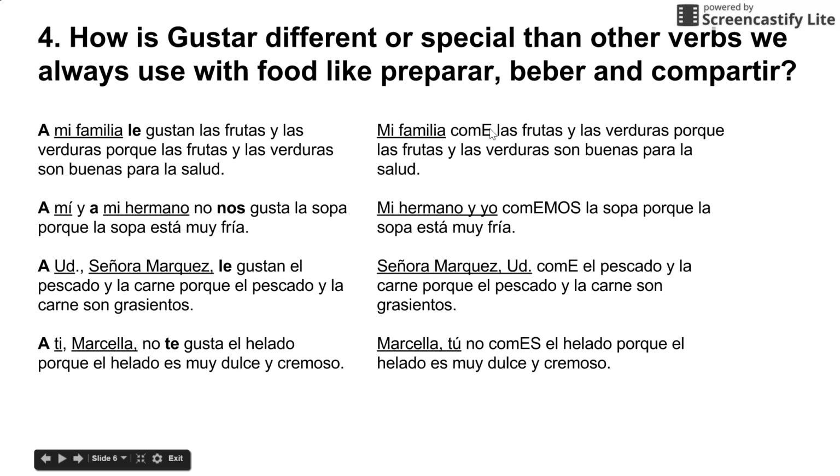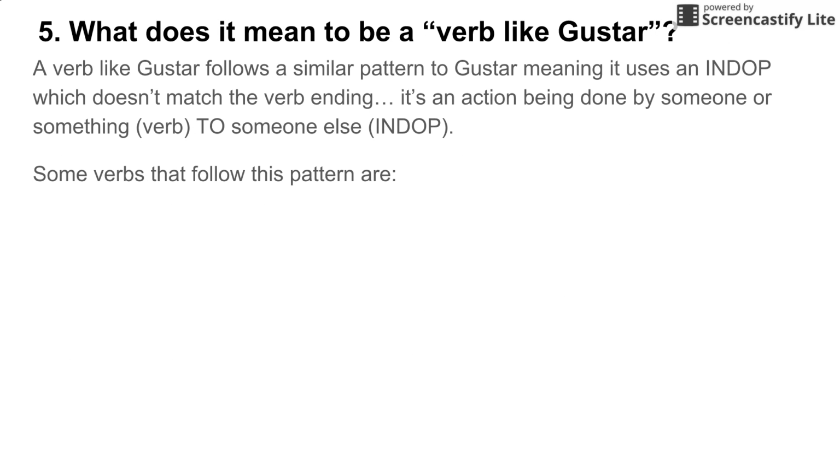On the other hand, with normal verbs, you're only talking about one thing: who's doing the action. So it's come because it's mi familia. It's comemos because it's mi hermano y yo. It's come because it's usted. And it's no comes because it's tú, Marcela. Pause for a minute and take a look at that. If you need any time, don't hesitate to pause.